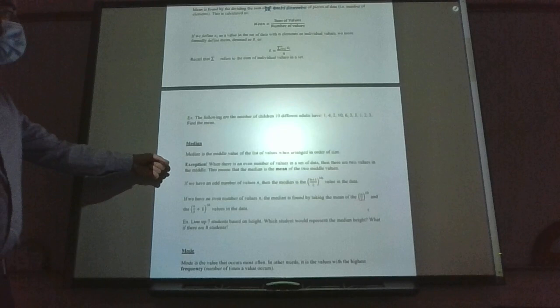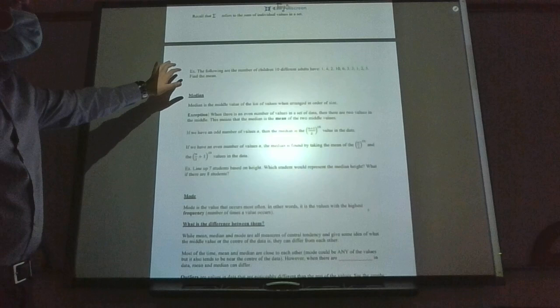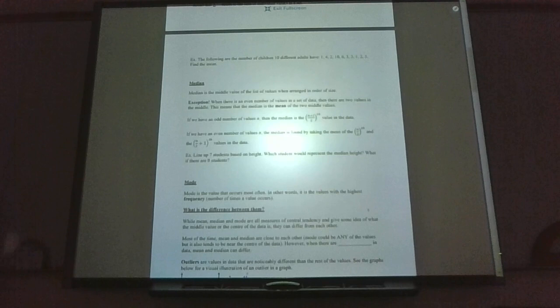So in this first example, for anyone watching the recording, the first little bit was just going over introducing the three measures of central tendency, and now we're just going to do this first example on how to calculate mean. So what do we do for this one?